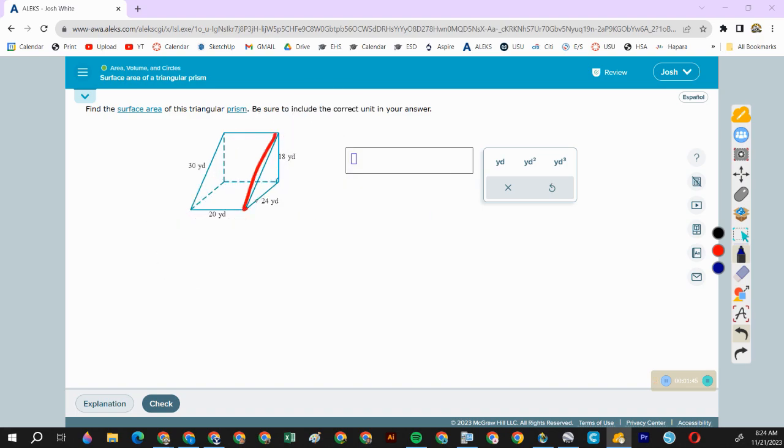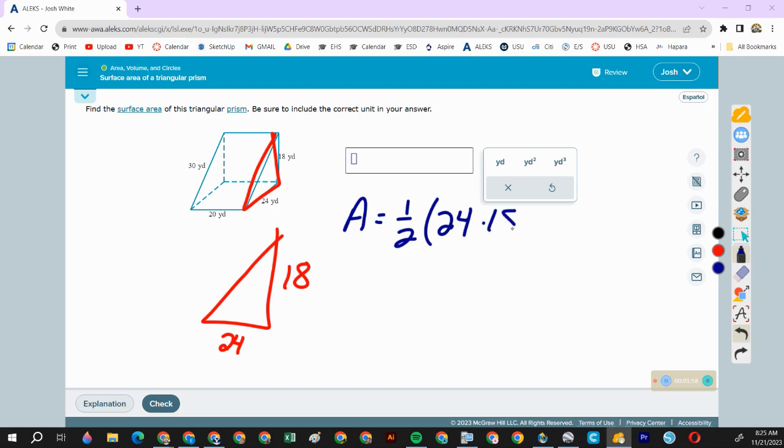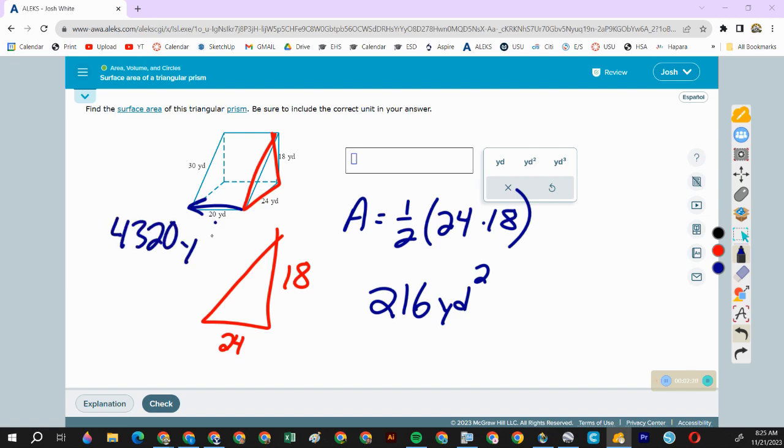So this triangle here, if I were to draw it, has a base of 24 and a height of 18. So the area of this triangle is 1/2 times 24 times 18, which is 216 square yards. Then I just multiply it by the third dimension, times 20, and we get 4,320 cubic yards.